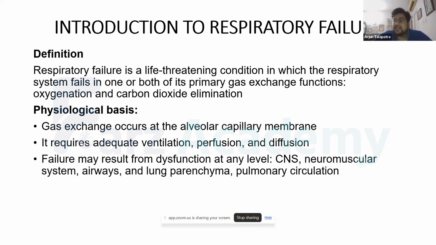Or it could be a problem in the lung parenchyma, right? Where you could have different kinds of problems. You could have a consolidation, you could have an effusion, you could have a collapse. And then finally, problems when it comes to the pulmonary circulation. A typical example would be pulmonary embolism. When your parenchyma is fine, your airways are fine, but you are basically having a deficiency in your pulmonary circulation. That can also cause a dysfunction, right? So these are the levels that we must typically check and try to identify at which level the problem is occurring, because obviously our treatment would differ slightly depending on the level of dysfunction.